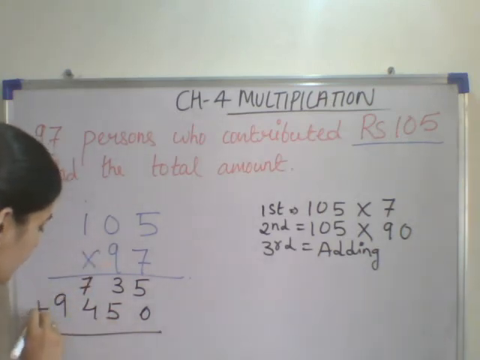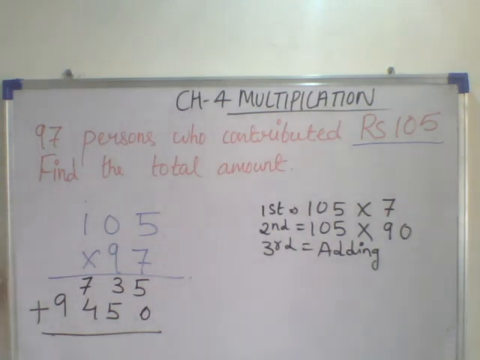And at the end we will be adding these two numbers. That is 5. 3 plus 5 is 8. 7 plus 4 is 11. And 9 plus 1 is 10. So total 10,185 rupees is contributed by 97 persons.